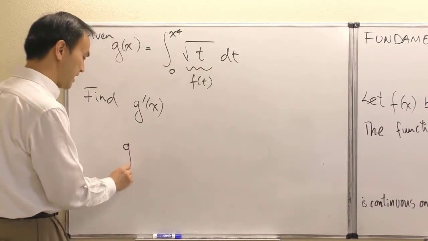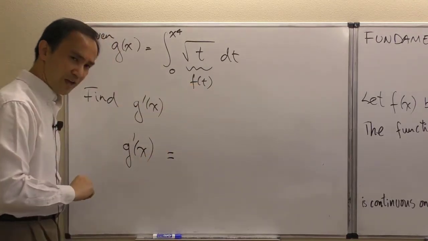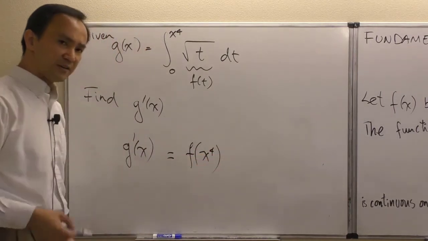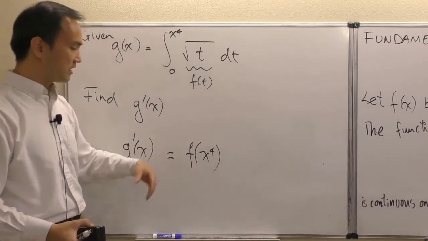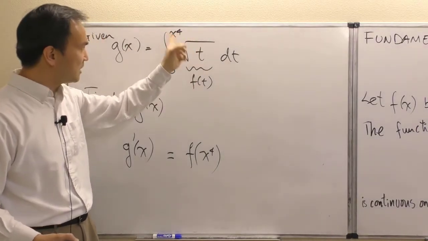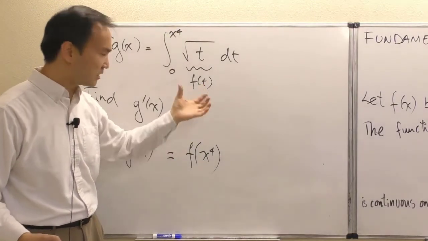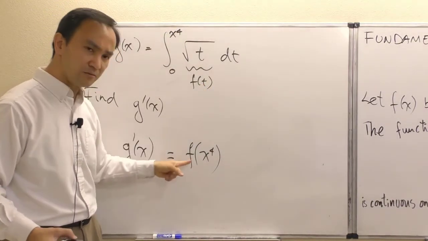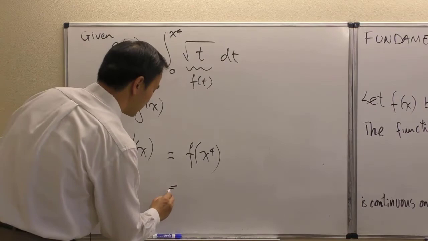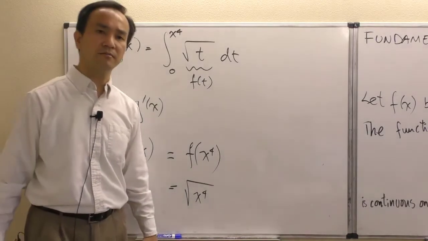Then you're going to start saying, hey, according to the FTC, g prime of x in this case should equal our function f of t, so it makes sense to be f of x to the fourth. If we have done repeatedly enough problems earlier, it looks like what caught your attention is that we simply substitute that upper limit into the beginning function f, and boom, you're done. We'll settle with that, leaving it as square root of x to the fourth, and believe you're done with the problem.